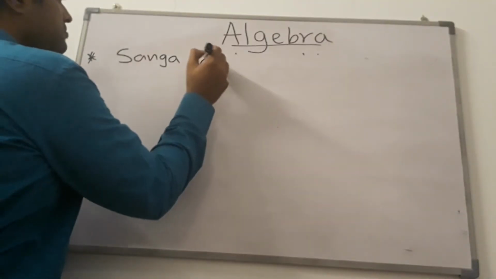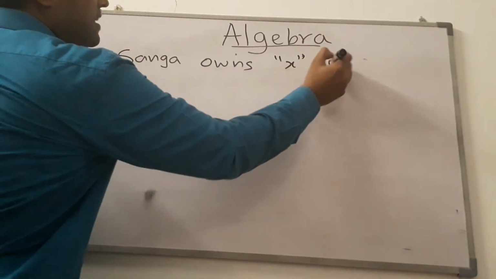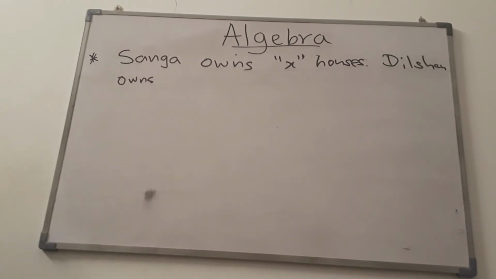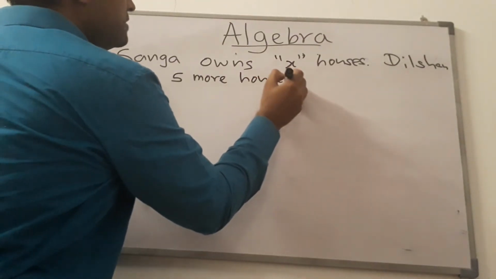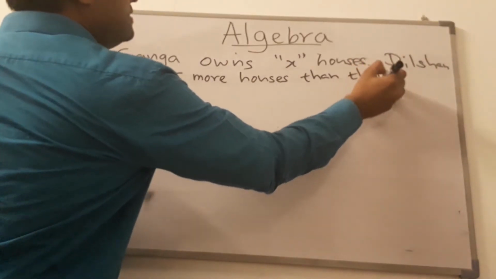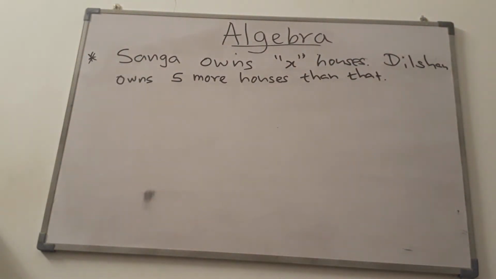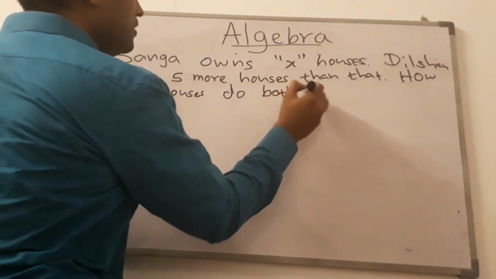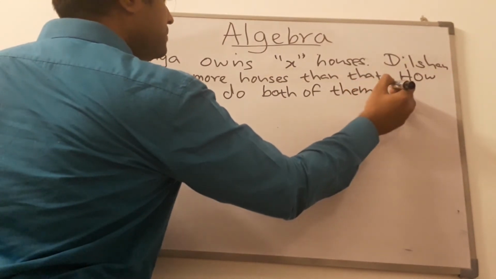Sangha owns x houses. Dilshan owns five more houses than that. How many houses do both of them own?